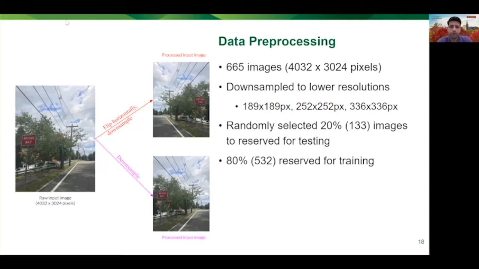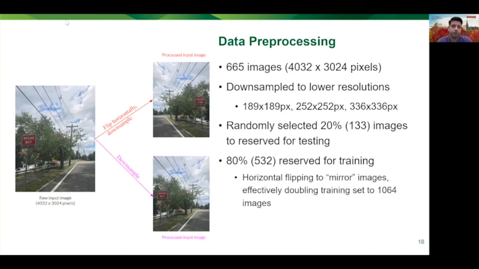So the model is actually trained on 532 original input images. The horizontal flipping essentially creates these mirror images, but it doubles the training set to over 1,000, which is really what we need in order to train our model.